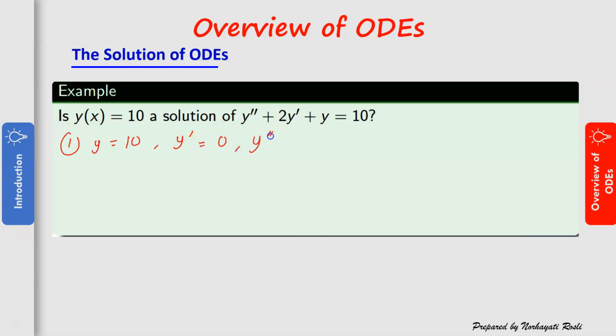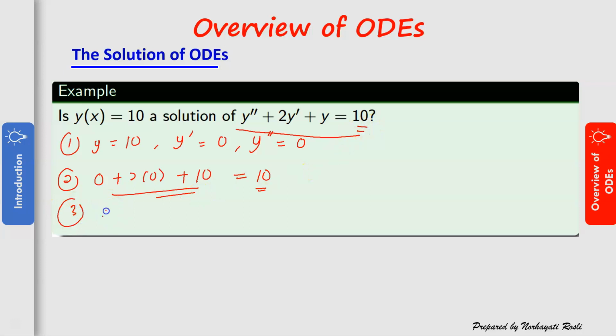We differentiate again twice, we get y double prime equal to 0. For step number 2, we substitute y double prime, y prime, and y in this equation. So we will have 0 plus 2 times 0 plus 10, which when you solve is equal to 10. So this one equals this answer, which means we can conclude that y equal to 10 is a solution for y double prime plus 2y prime plus y equal to 10.